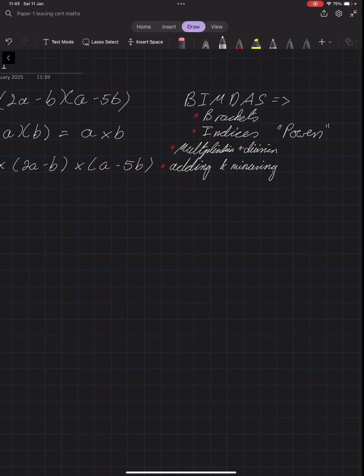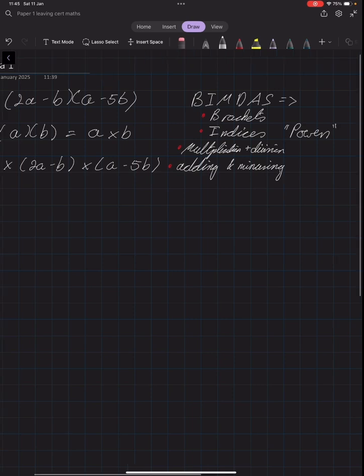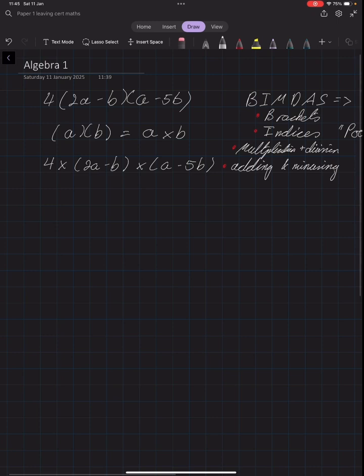And then the next line, the final line, is adding and minusing. That's the last thing you do, and again, you just work from left to right. So if minusing is first and then adding, you minus first and then you add, or vice versa. Them being on the same line just means that you can work from left to right.